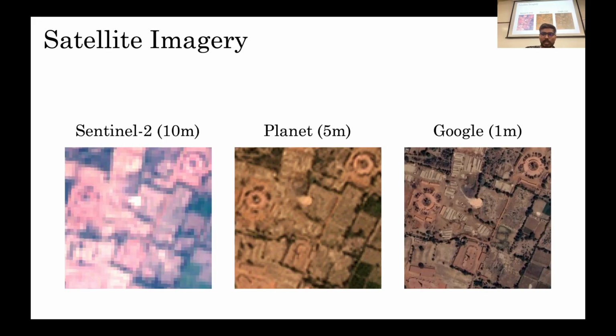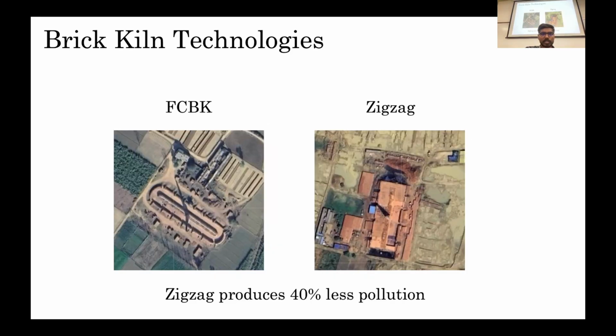This is how the brick kilns look in each of these imageries. We will see a close-up look. These are satellite views of the brick kilns. The left hand side technology is known as FCBK and the right hand side is known as zigzag. The zigzag technology produces 40% less pollution.